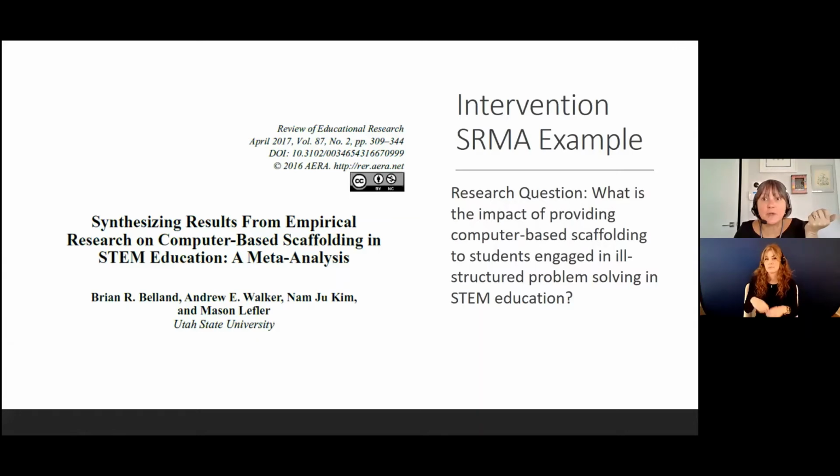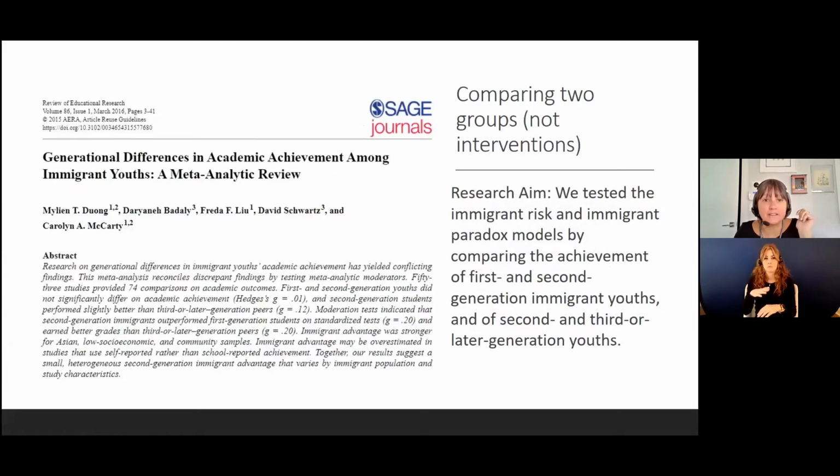A related type question is on the following slide, also a paper published in the Review of Educational Research, looking at generational differences in academic achievement among immigrant youths. And so in this particular systematic review, they're not comparing two interventions. So we're not comparing a treatment and control group. We're not looking at the effectiveness of an intervention, but instead we're comparing two groups. And in this case, the achievement of first versus second generation immigrant youth. So this is another version of a kind of question we might ask in a systematic review and meta-analysis.